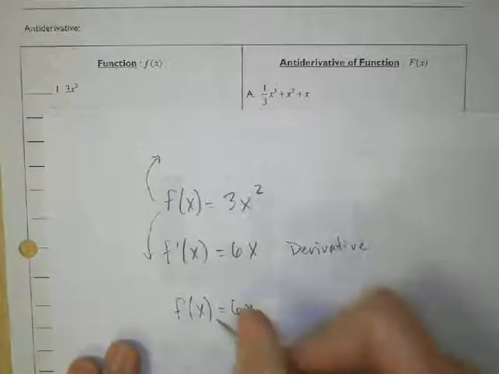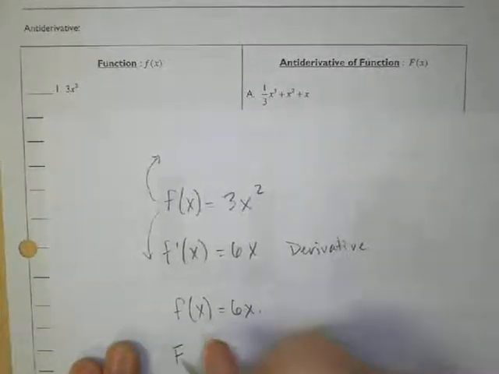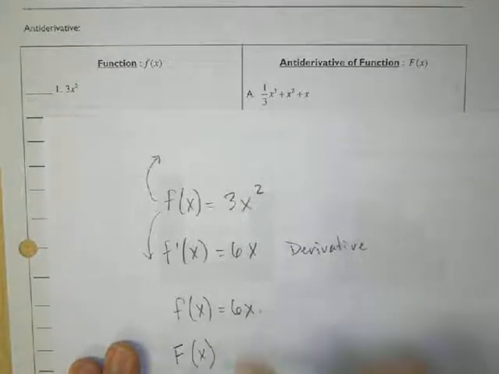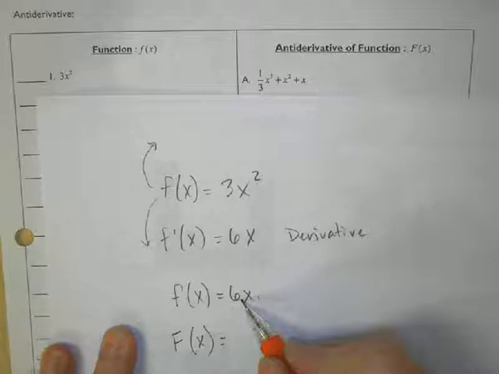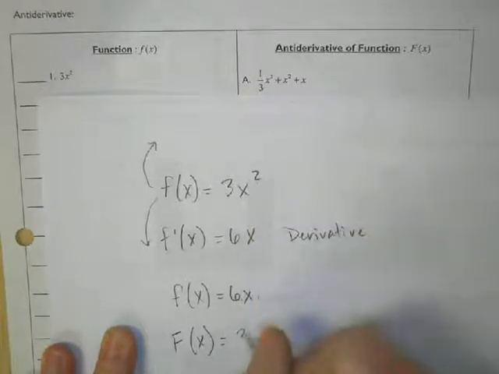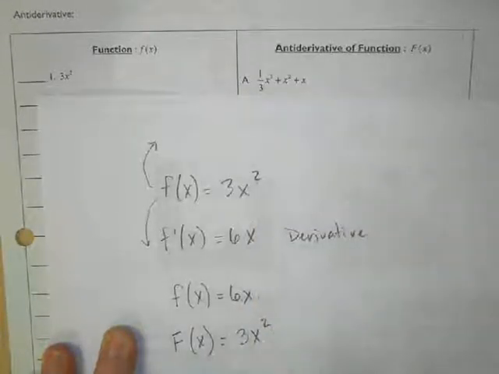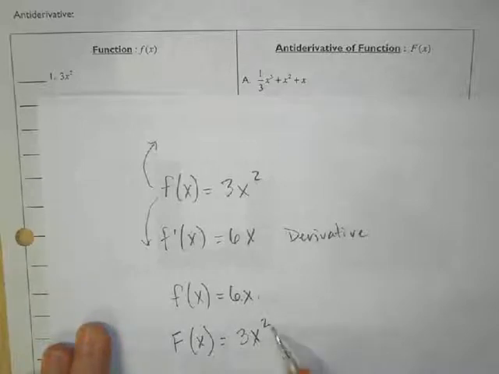So the antiderivative, we write as F of x with a capital F. And we kind of know where this came from. We know it came from 3x squared. So if we take the derivative of the antiderivative, we get the function: 2 times 3 is 6, and minus 1 from the exponent.